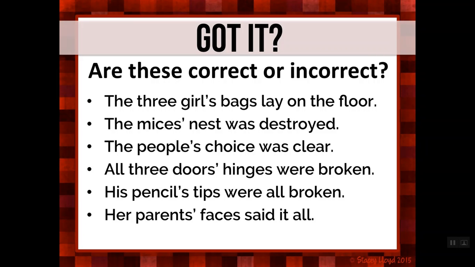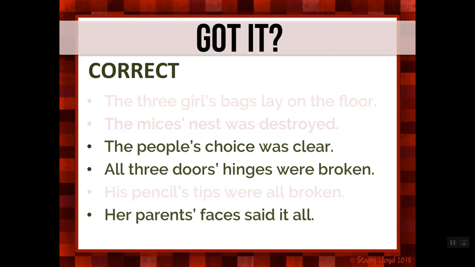All right. Let's find out which ones are correct and which ones are incorrect. So the correct ones. The people's choice was clear. So that's right. The people's choice. All three doors' hinges were broken. So it's three doors and the hinges belong to them. Her parents' faces said it all. So has more than one parent. Parents' faces said it all.